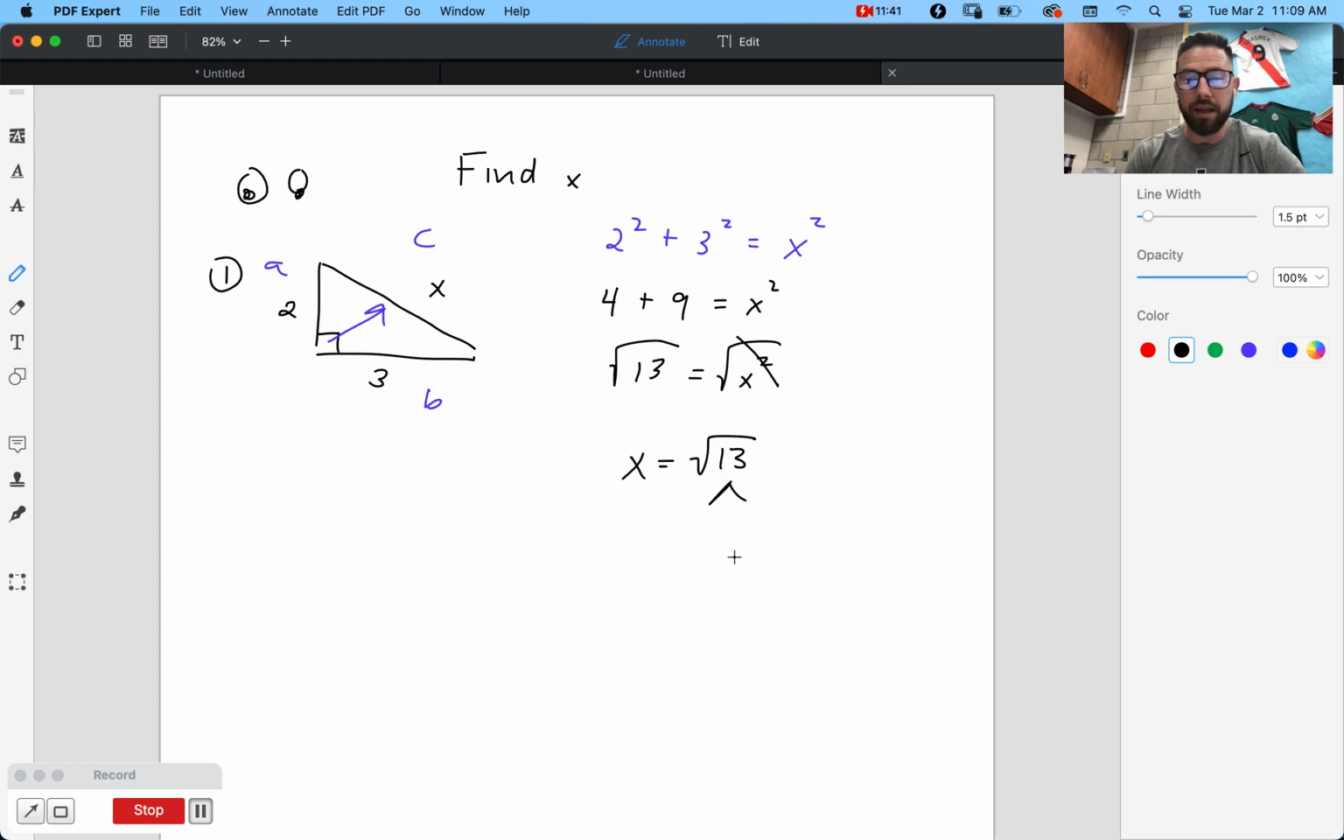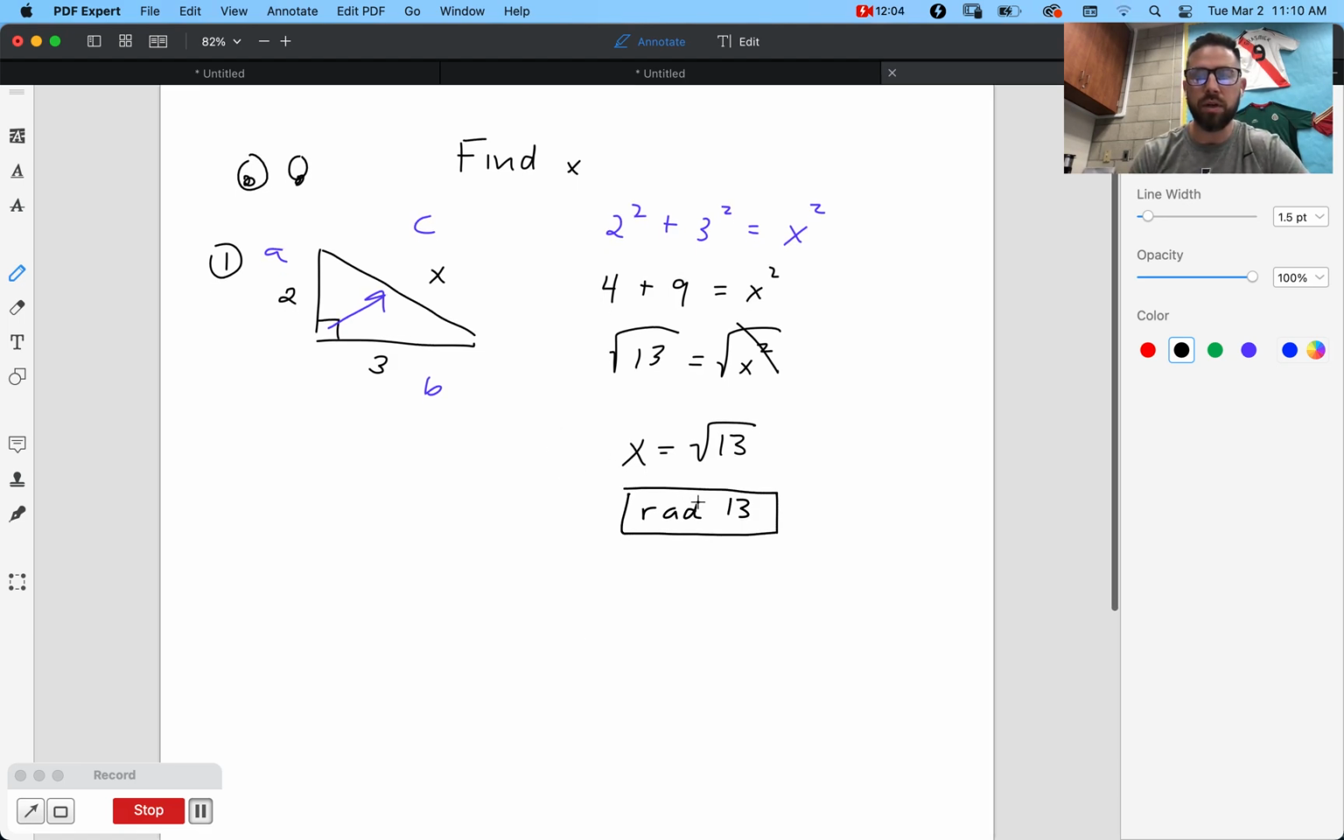And then you try and break it down. You'd be like, oh, what times what's 13? Okay, you can't break it down and you can't simplify it at all. So if you can't simplify this, your answer is just rad 13. But you always want to try and break it down to see if you can simplify it. Does that make sense? You want to break it down to see if you can simplify it.